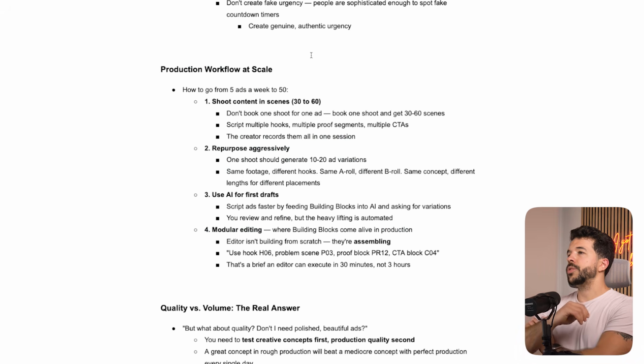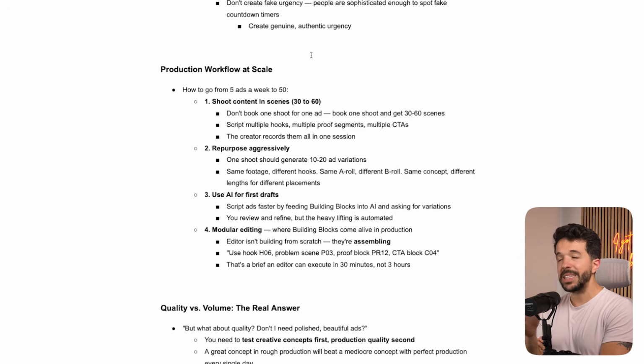As regards the production workflow at scale, this is how you go from 5 ads a week to 50 ads a week. The first step is shooting content in scenes. One of the biggest mistakes I see is people booking a massive shooting and going all in on one specific concept that they don't even know is gonna work. So when you hire people for a shooting, you don't want to book an entire shooting for one ad. You want to book one shoot and get, at the very least, 30 to 60 scenes.